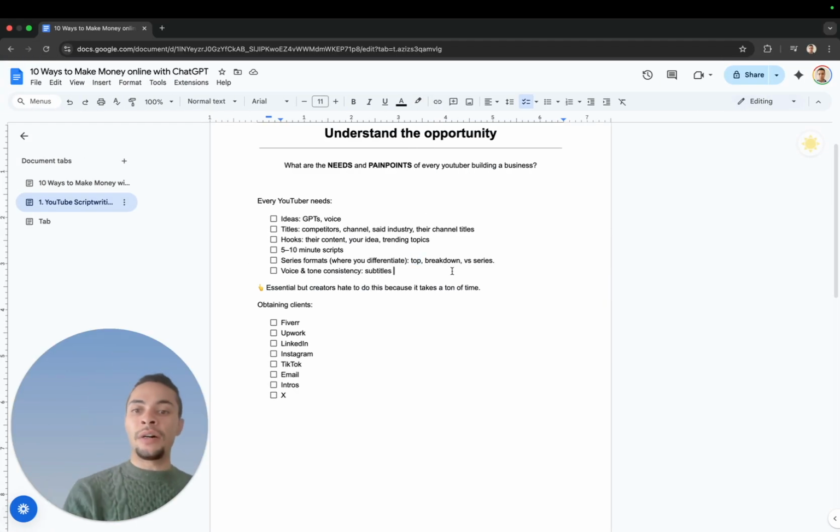And then voice and tone consistency. So when you create, this is primarily important for the script. I mean, that's what you're going to be providing. You need to make sure that the script is actually similar to the person's voice.